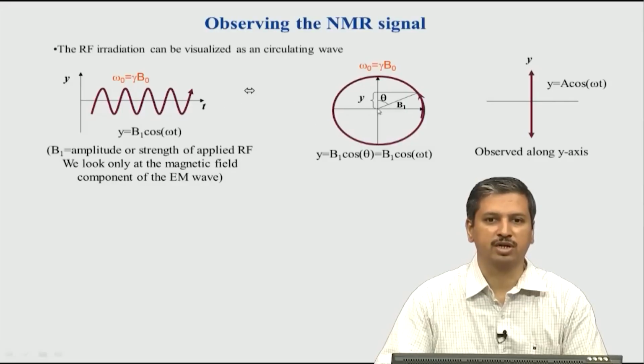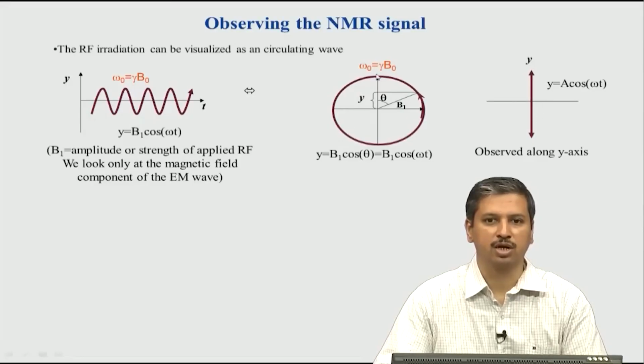For example, when theta is 0, it is along this axis, that is, y is full 100%. Then it goes slightly toward the xy plane. When it comes here, the y component becomes 0 because it is exactly along the x axis, and the x component is maximum. Then it goes down, comes to minus y, minus x, and so on. This is how the wave is circulating, and this is how we can visualize this RF radiation being applied to the sample.